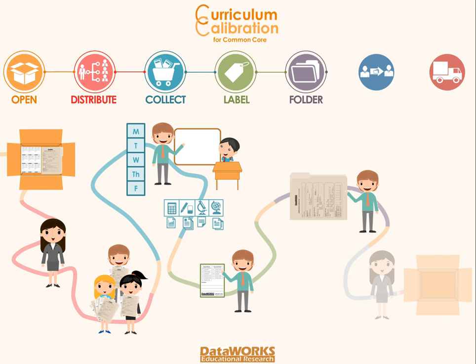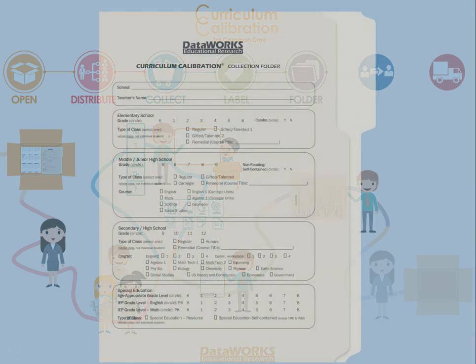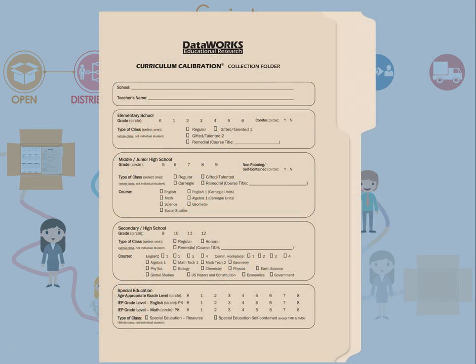Now, it's time to fill in the information requested on the front of the folder. It is important that you fill in as much as possible so that our calibrators can correctly organize the folders by school and grade. The top section of the collection folder is fairly straightforward. Just fill in your school and your name. Now, depending on what grade you teach, you only need to fill out one of the sections below. If you teach elementary school, you will fill out the second section. If you teach middle school, fill out the third section. And if you teach high school, fill out the fourth section. They are labeled, so you don't actually have to memorize that.